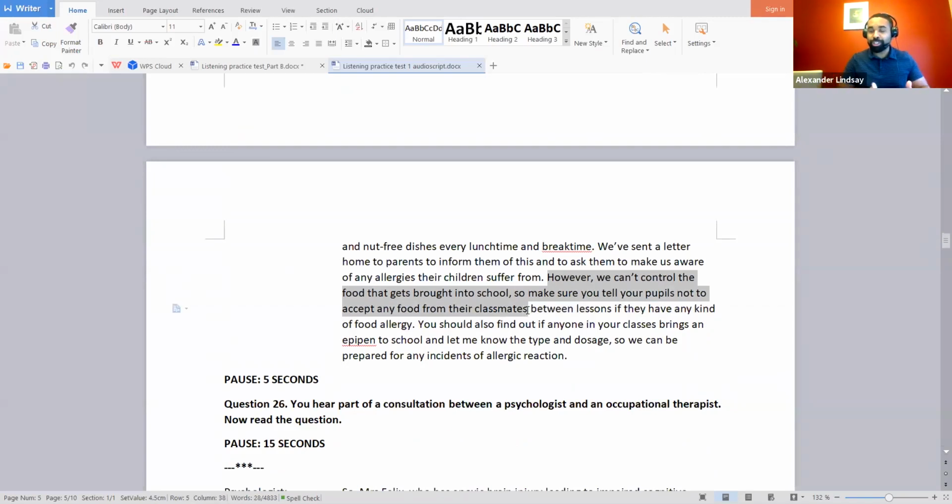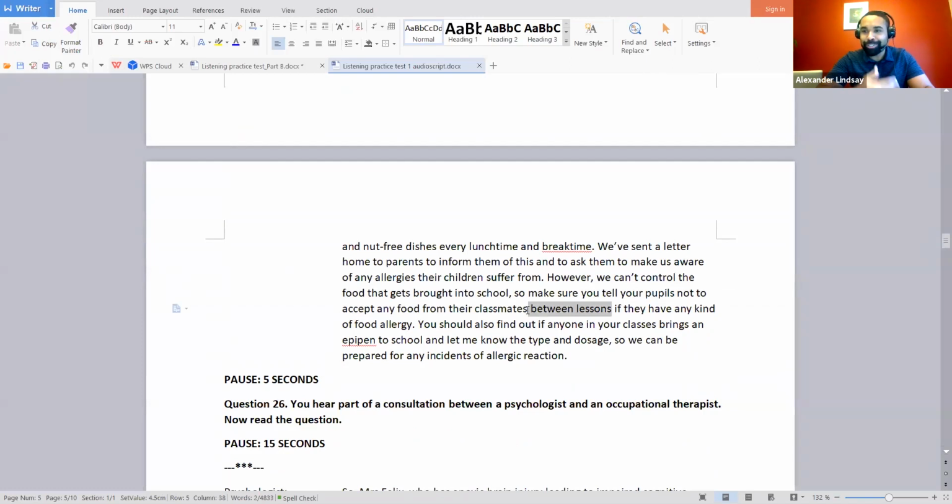So it wasn't actually using the word share, that was where the paraphrasing came in. But yeah, don't accept. If you don't accept something, then it means that you're not able to share it because it hasn't been accepted. And instead of saying at breaks, they said between lessons.